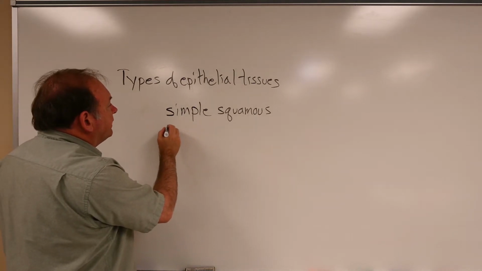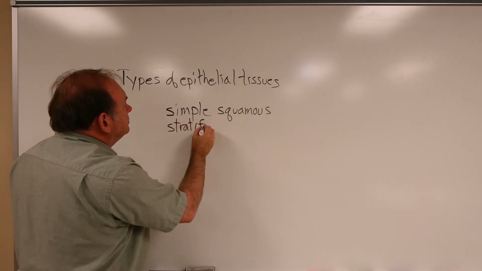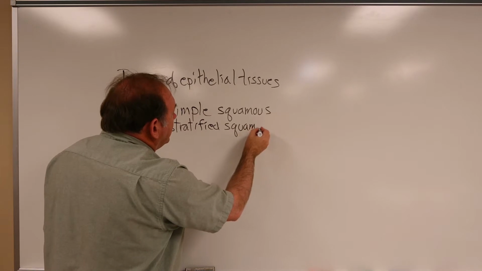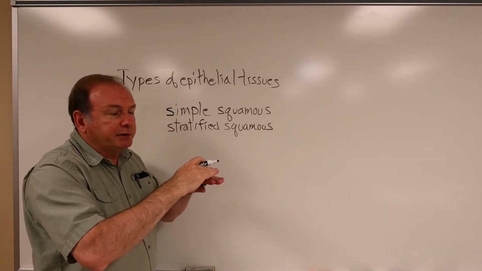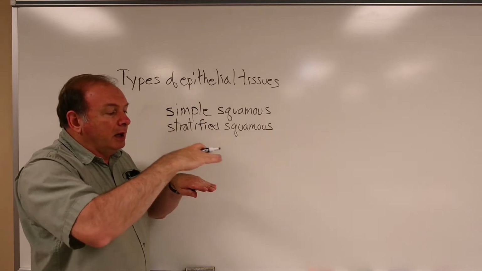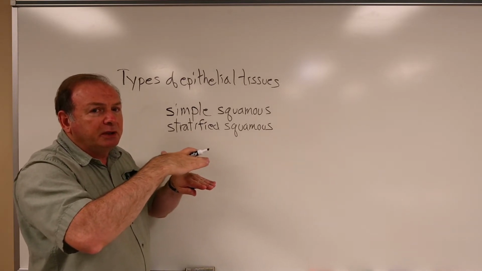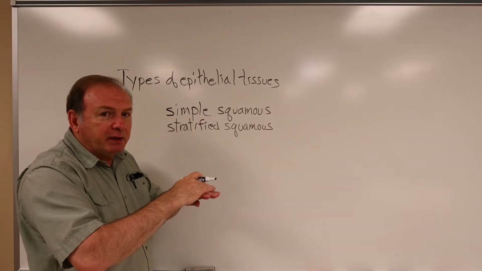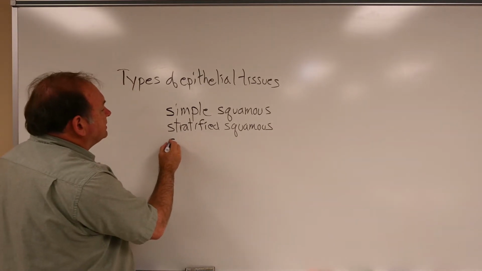Next would be stratified squamous. Here you have many layers of cells, several layers of cells stacked one on the other, and only the top layer has to express that squamous shape. The ones down at the base of the layer near the basement membrane don't need to do that. Next is simple cuboidal.